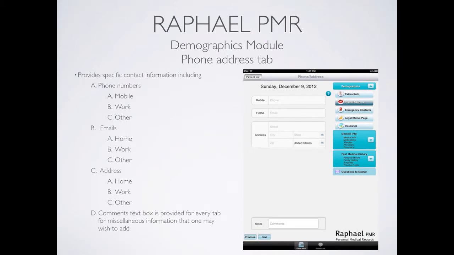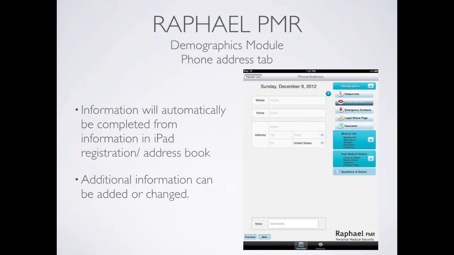Under the phone tab, it's just like in the contacts in the iPad itself. You have a space for the phone number, and to the right, a pop-up for whether it's mobile, work, home, or other. And the same thing for email and address. These can all also be brought up from the address book itself. Any of this information can be changed at any time or added to, and at the bottom you'll notice that there's a section for comments.